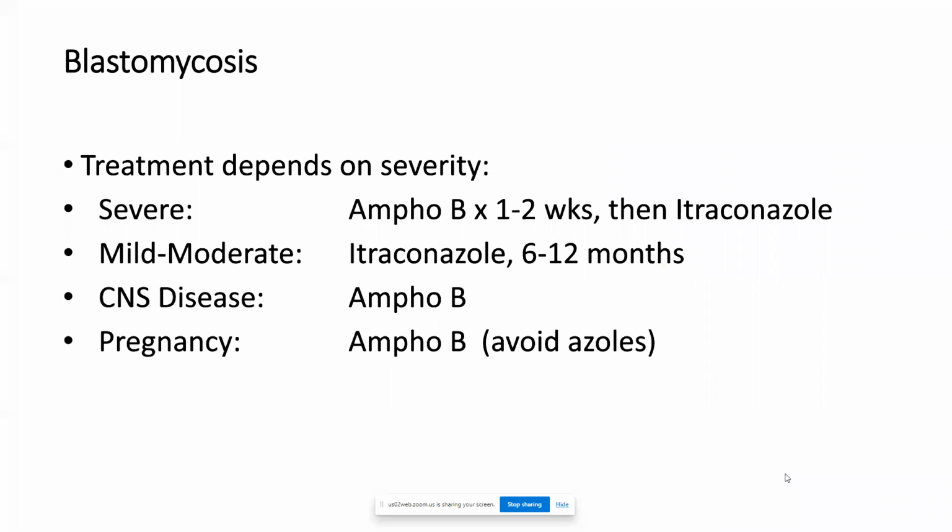Treatment depends on severity. So if you're super sick in the ICU with ARDS, you should be on some Ampho-B. Some people argue that the newer azoles and echinocandins are more effective. That has not been shown in clinical trials. So maybe they are. Mild to moderate disease, Ampho should work. If you have CNS disease or pregnancy, they're still recommending Ampho-B. Pregnancy, we avoid azoles. They're teratogenic.